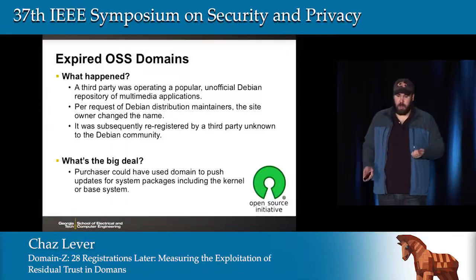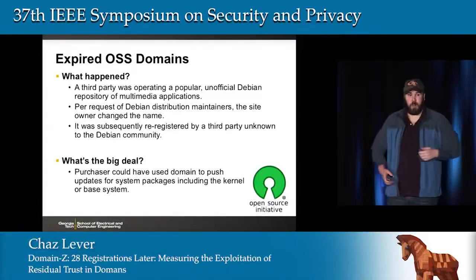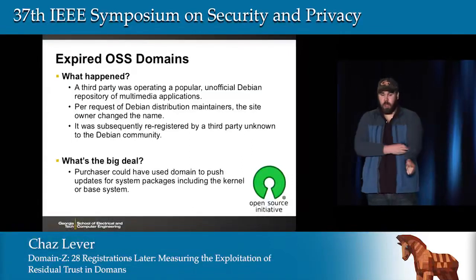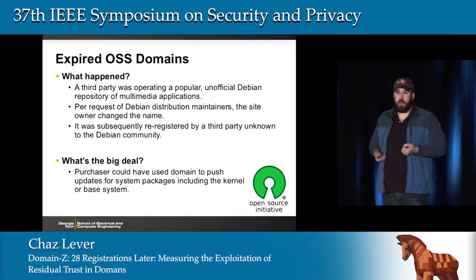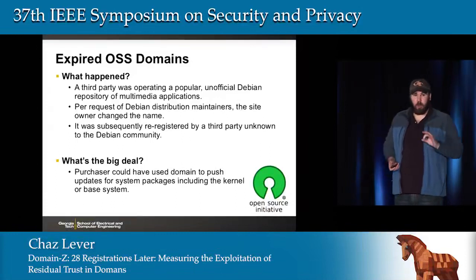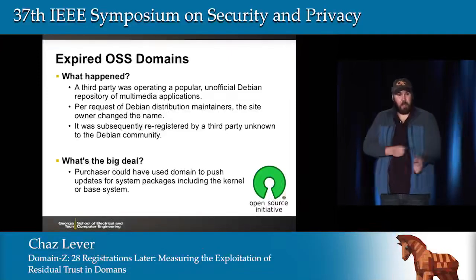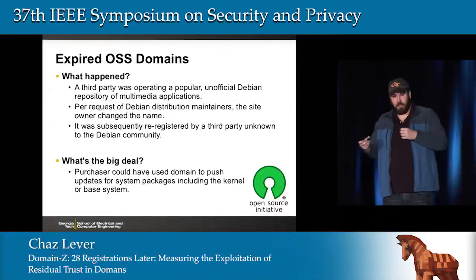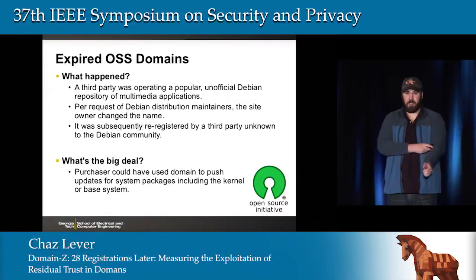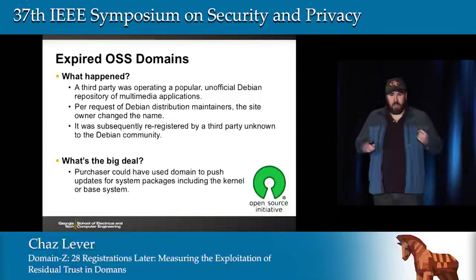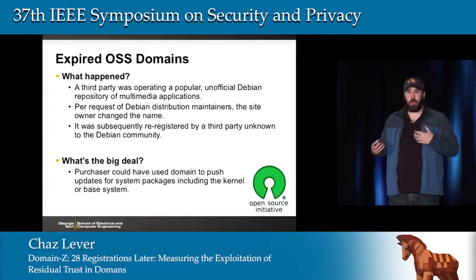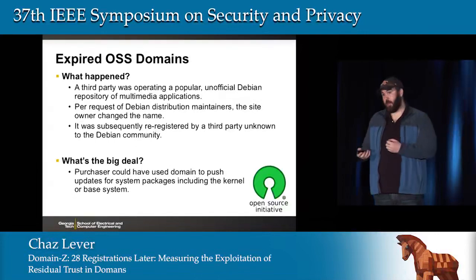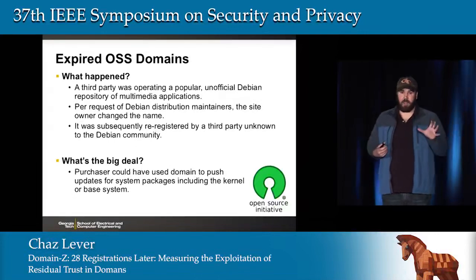So again, what's the problem here? Well, the purchaser could have used that domain and stood up their own repository to push down updates for system packages, including the kernel or even base system software. And while it's true that there are protections in place like key signing to protect against unauthorized repositories from pushing updates to the system, it's still possible for that new owner of the domain to go to the Internet Archive, stand up the old page exactly as it was, and update the keys. So any new users going from how-to tutorials or other references on the web to that website would just use this new malicious repository.